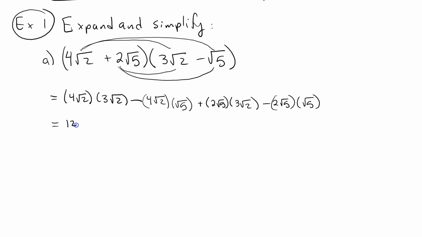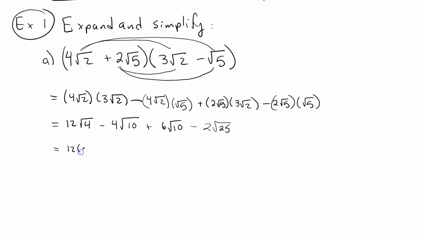4 times 3 is 12. 2 times 2 is 4. So we have root 4. Minus, there's an imaginary 1 that's implied right here. So it's 4 root 2 times 5 is 10. Plus 6 root 10 minus 2 square root of 25. We have some simplification that we can do here.